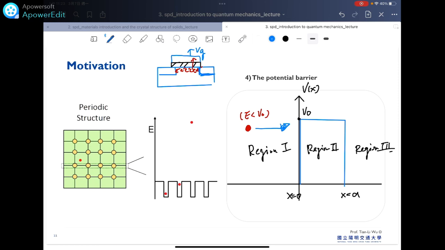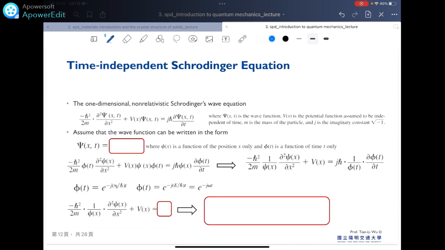Okay, so let's go one by one. First of all, we still have to go back to the equation. We use the equation as a beginning to try to understand the physics. So still, don't feel overwhelmed by this equation because the mathematics is just a tool. The purpose of the mathematics is to understand the physics behind. So first, we will consider this time-independent Schrödinger equation.